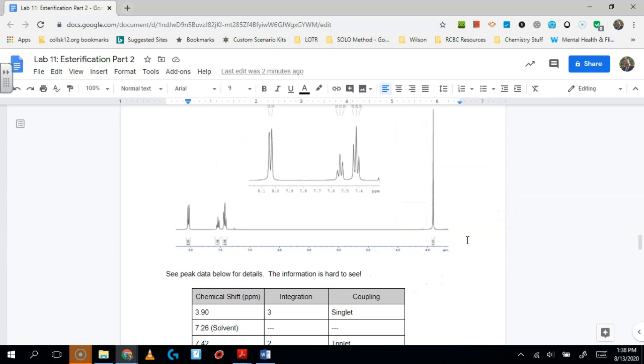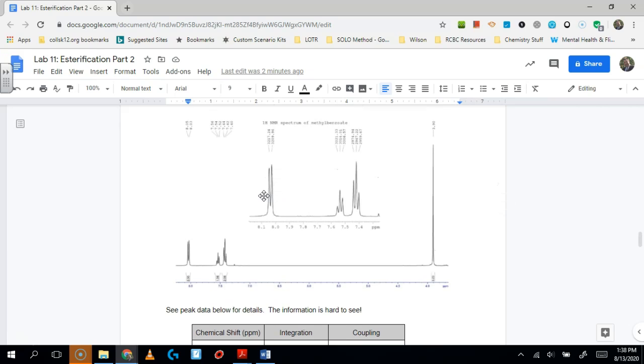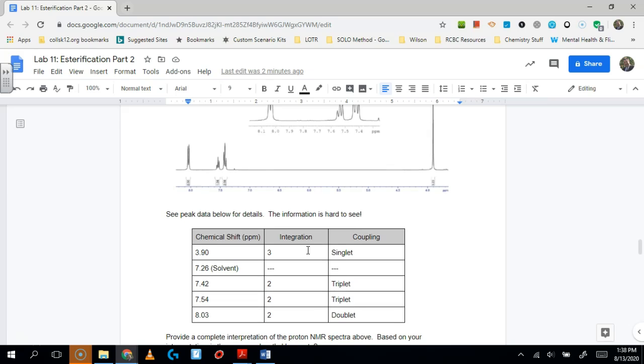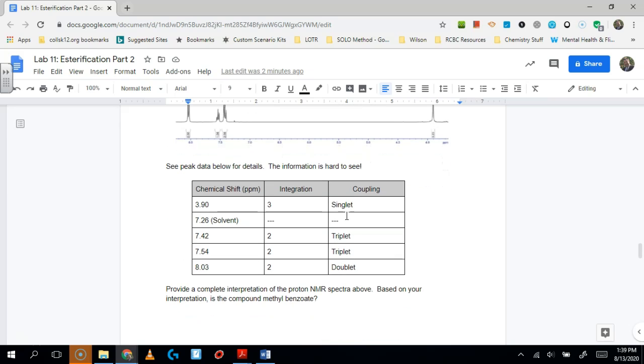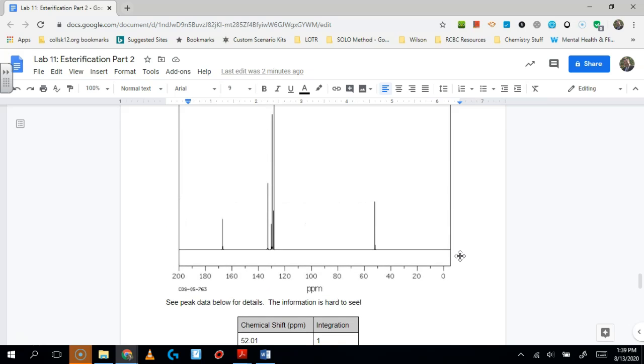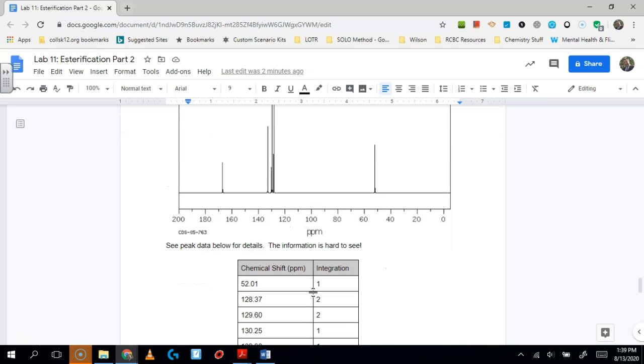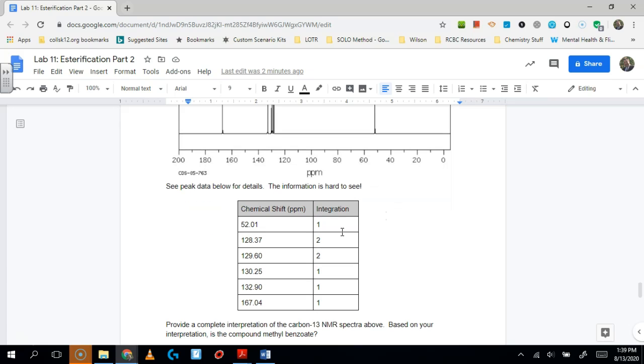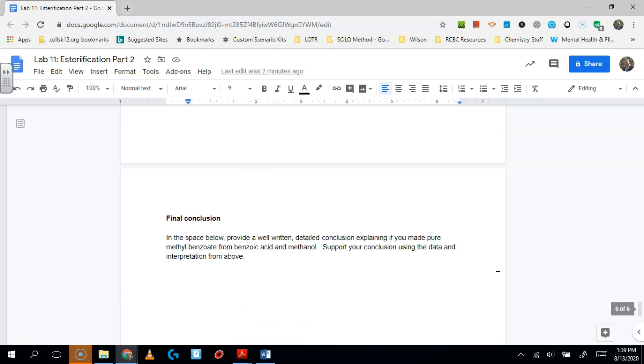You have a proton NMR. Keep in mind this little inset here is a blow-up of this region here. It's a little hard to see, but you have a doublet and two triplets here. And again, that's what this shows. And then here's the carbon NMR. While integration doesn't mean anything, I at least give you the data here for how many carbons each peak represents.